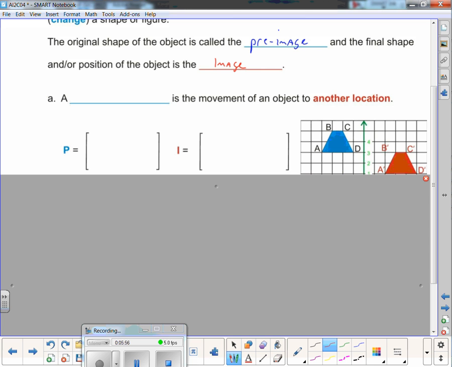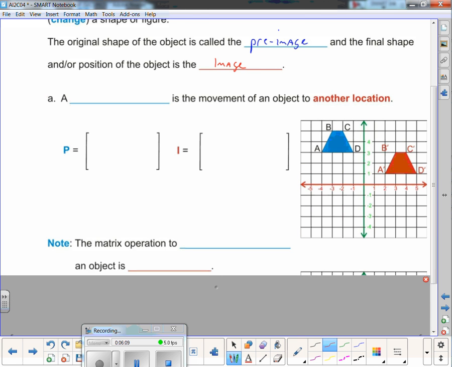Why isn't it an image and a post-image? I don't know, because somebody wanted the final product to be the image, so that had to make the beginning product the pre-image. Don't ask me why. I'm sure there's some reason. I know not, though.